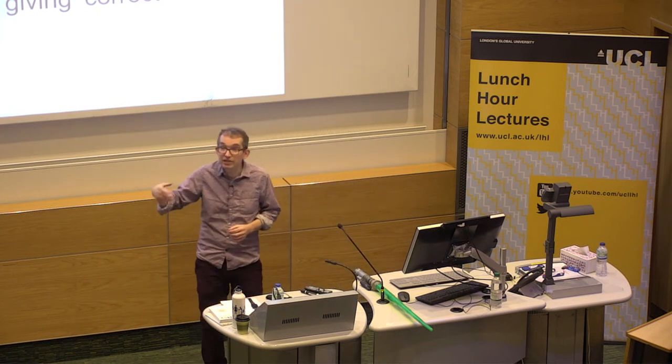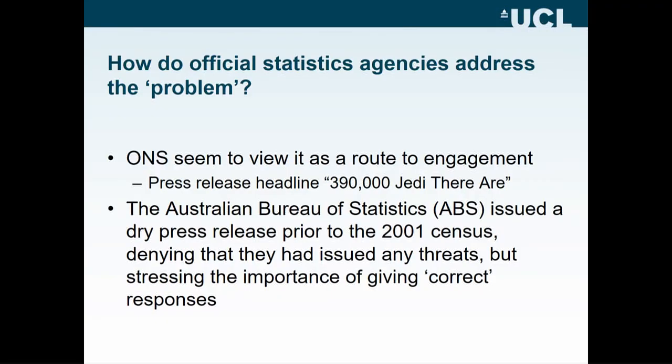How do census agencies deal with this? And I'll put problem in brackets. Is it a problem? So there were campaigns in 2001, and different census agencies around the world seemed to deal with this in a different way that I think is interesting to look at. ONS, the Office for National Statistics, seemed to view it, whether in hindsight or not, as a route to engagement. So they did a press release, headlined 390,000 Jedi there are. So trying to engage with the idea, trying to make something positive out of this form of protest.